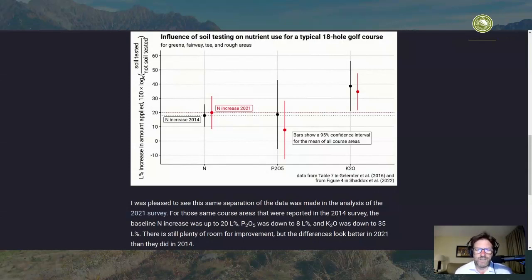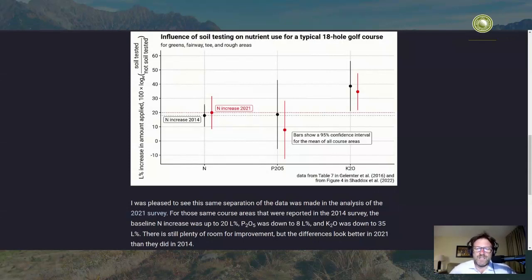So it seems that there actually is a decrease in phosphorus now, because they're expected to apply about 20% more. They're applying about 20% more nitrogen, so you'd expect that turfgrass managers would also apply about 20% more phosphorus, but they're actually applying less than 10% on average. So there's less than 10% increase of phosphorus, which is less than the increase in nitrogen, and it's less than the increase that we saw with phosphorus in 2014.